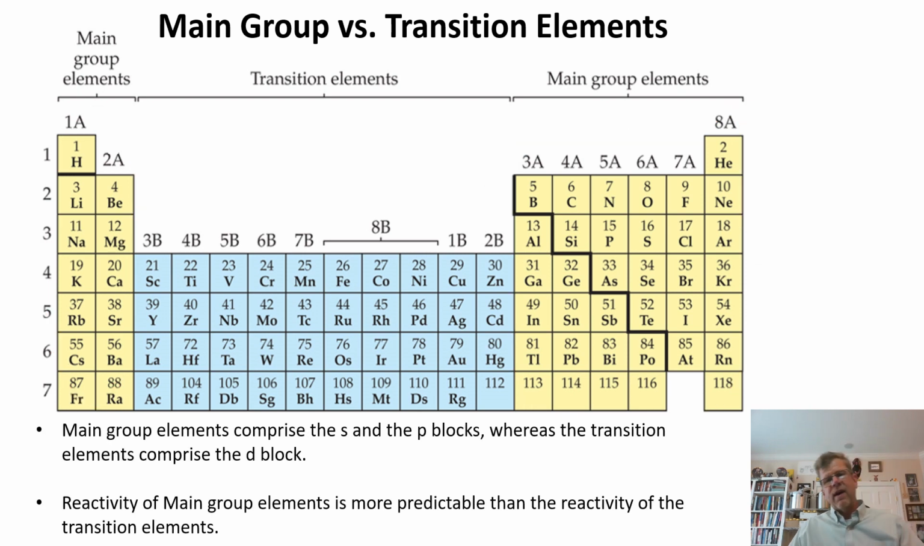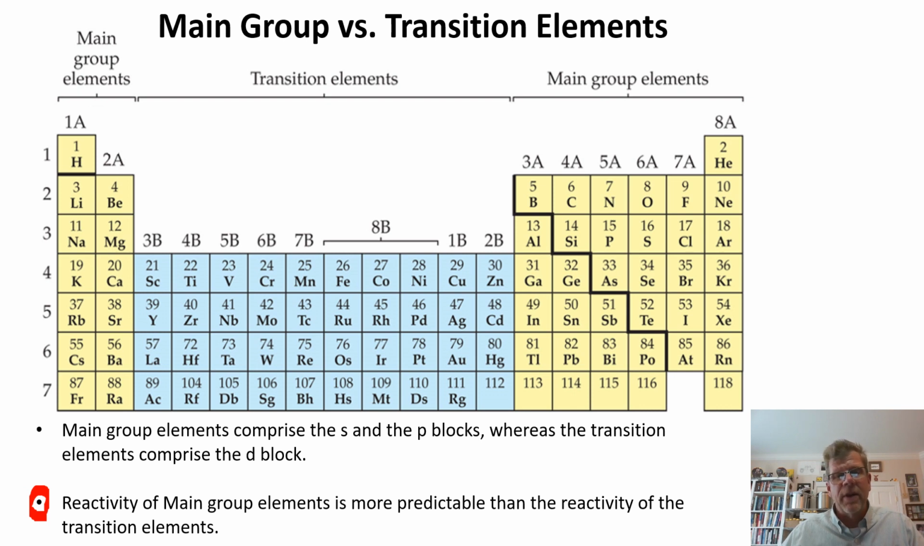So we can essentially say that our main group elements comprise the S and the P blocks that we looked at in our first example of teasing apart the periodic table, whereas the transition elements comprise what was the D block. How to discern between them is basically an unscientific way of doing that. But if you look down at the bottom here, my definition of the difference is that the chemical reactivity of main group elements, which we see in yellow here, I claim is more predictable than the chemical reactivity of the transition elements. Now, that's not necessarily true.